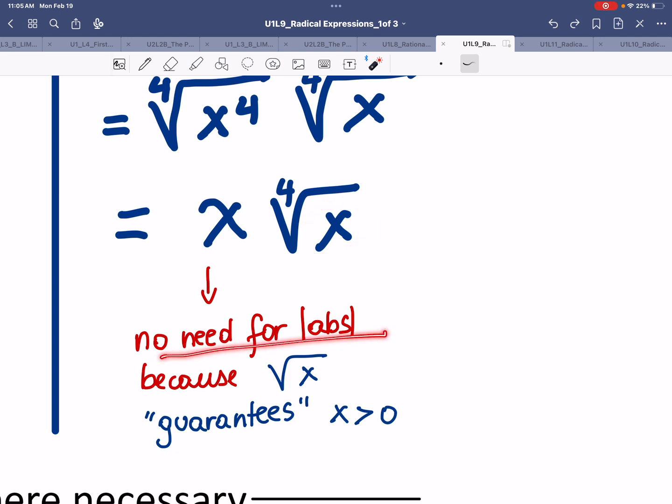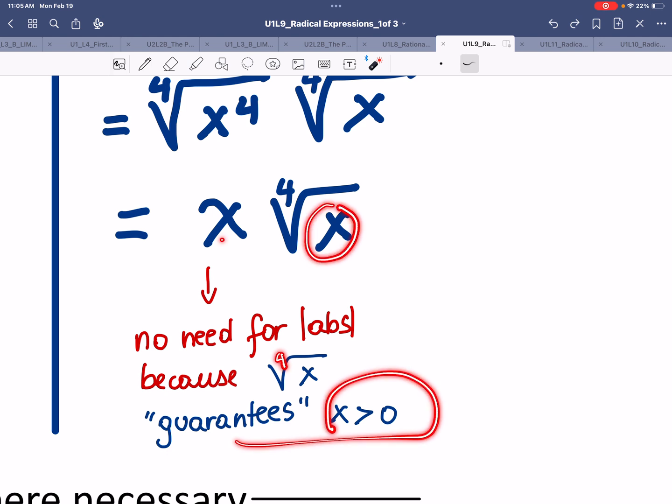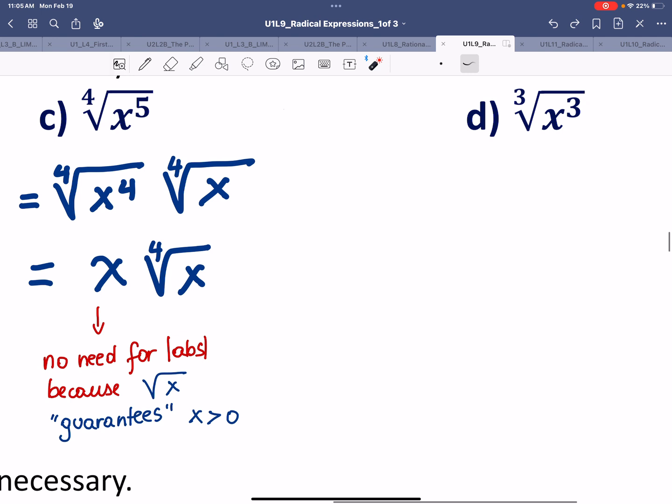So no need for absolute value, because the fourth root of x right here, or the even root of x, guarantees that x in here is positive. So this won't need the absolute value.